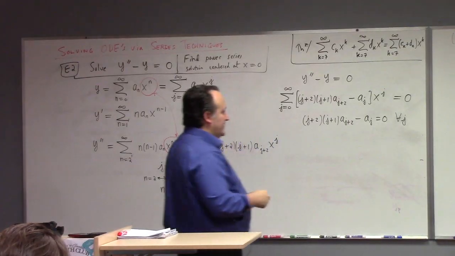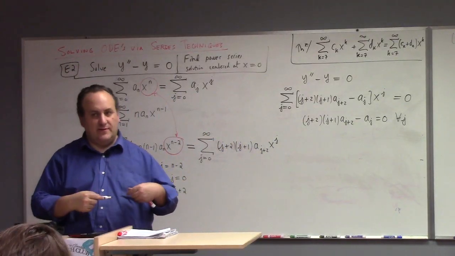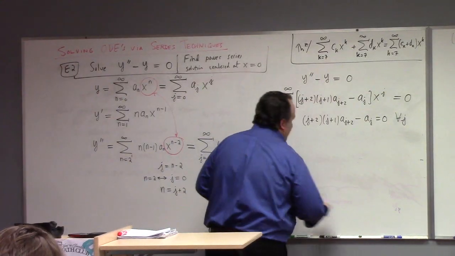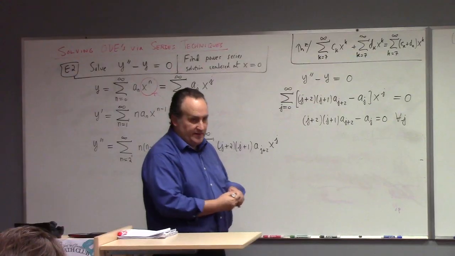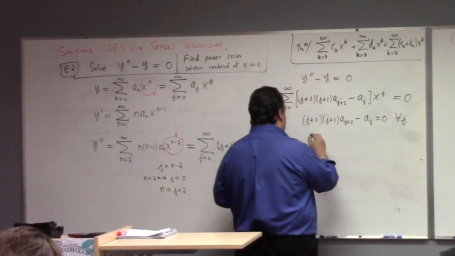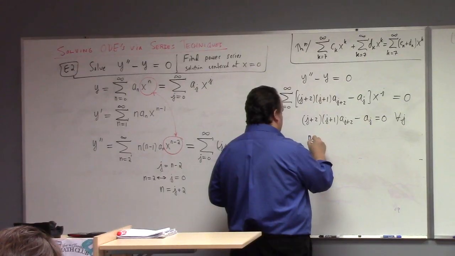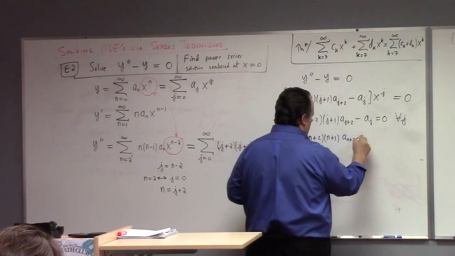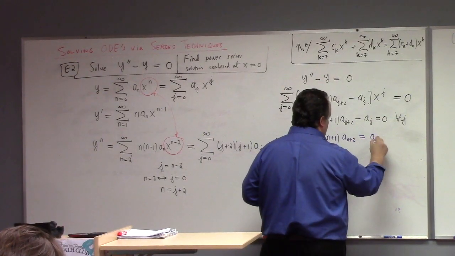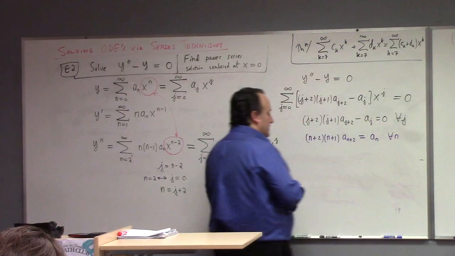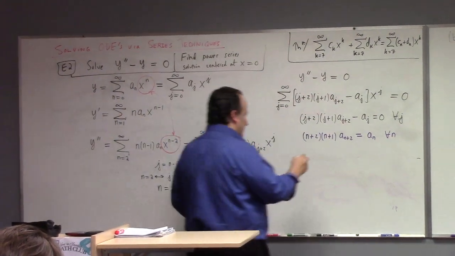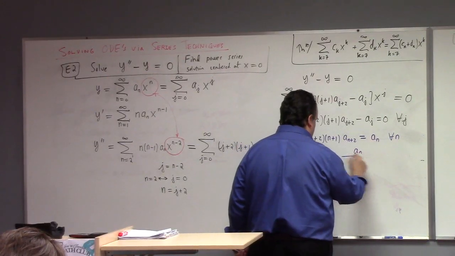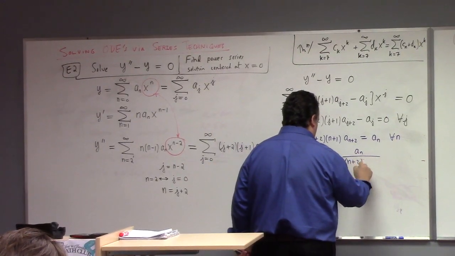I don't know about you, but I'm tired of writing j. I'm going to switch back to n because it's easier for me to write. So pick the letter you're most comfortable with to do most of the calculations. So this is, in other words, (n+2)(n+1)a_{n+2} equals a_n for all n. But perhaps it's better to look at this as a_{n+2} equals a_n divided by (n+2)(n+1).